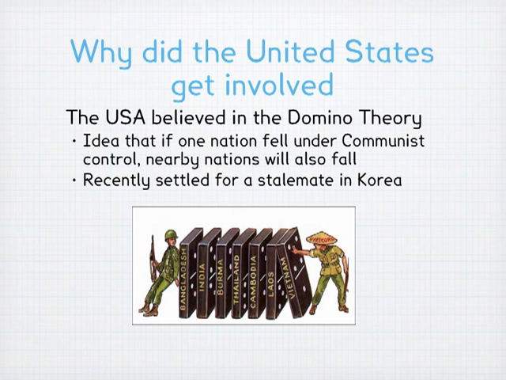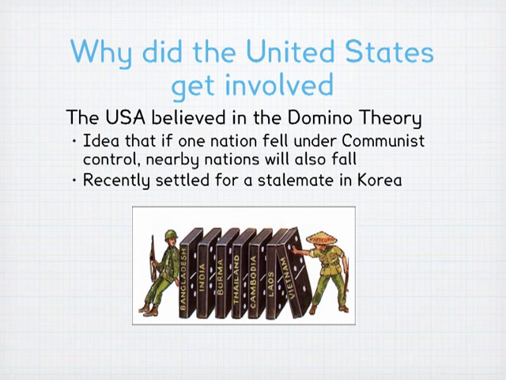The United States got involved because they had a firm belief in the domino theory. The idea being that if one nation fell under communist control, nearby nations would also fall. Recently they'd settled for a stalemate in Korea. They hadn't been able to defeat the communists there. China had become communist in 1949. Much of Europe had become communist in the years immediately following the Second World War.